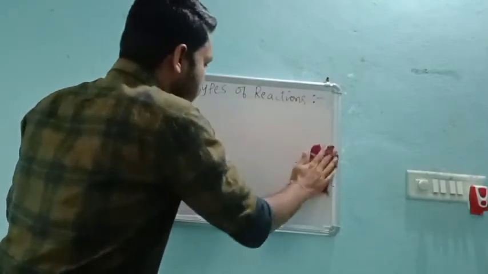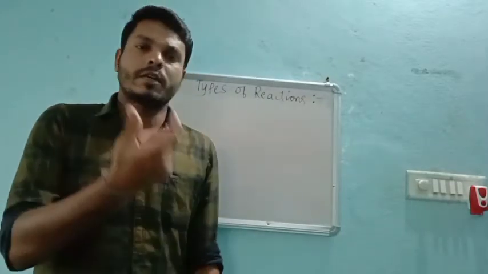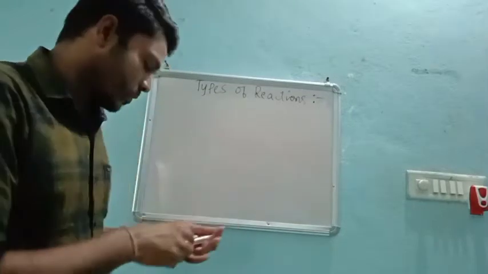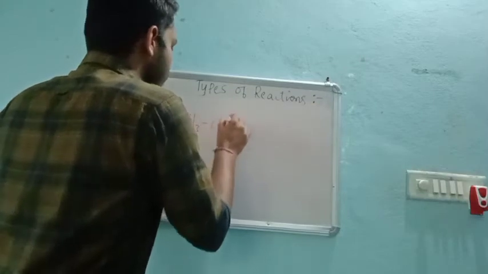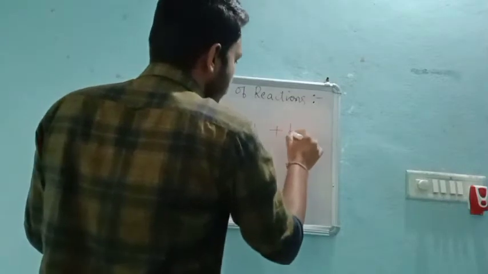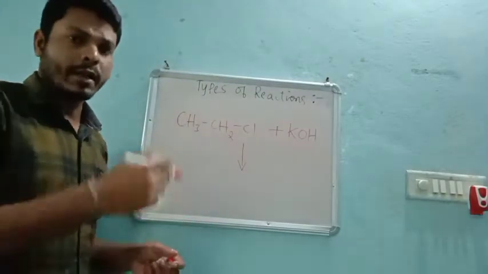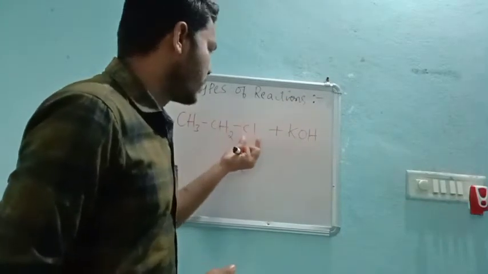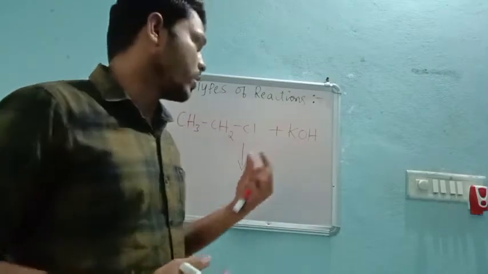So substitution reaction means, see here, substituting one atom or an ion or a molecule by another. So in the last class we saw this example, CH3CH2Cl upon reaction with potassium hydroxide. I have already explained this. Replacement takes place over here. So you replace Cl with the respective ion or atom or molecule, right?